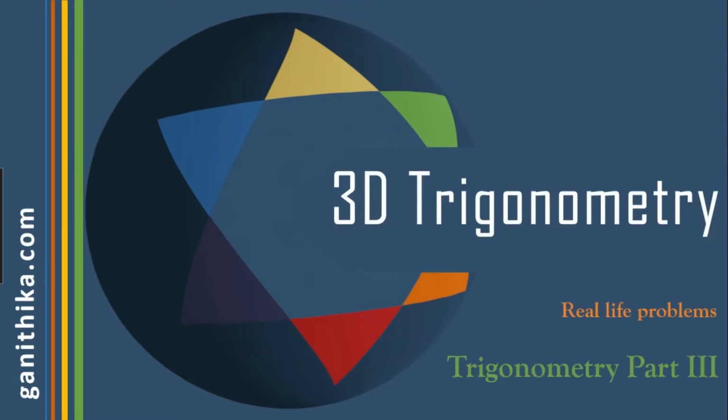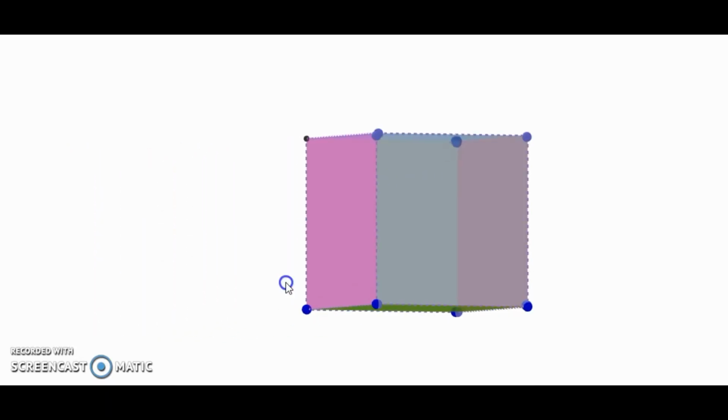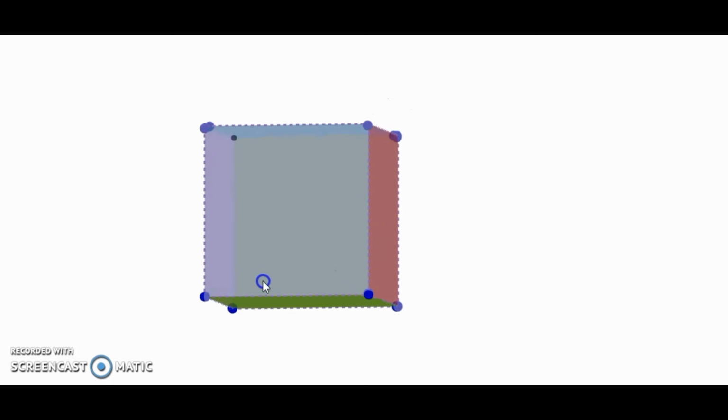In this video, we are going to deal with three-dimensional trigonometry. You will be seeing how to frame triangles inside a cuboid, cube, or a pyramid, and then how to use trigonometry in those triangles. Now here we have a very typical example of a three-dimensional figure, which is a cube.